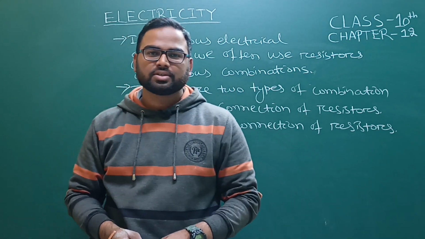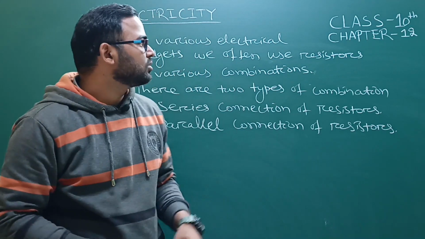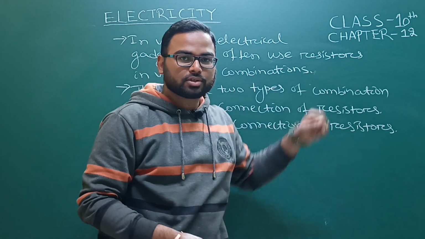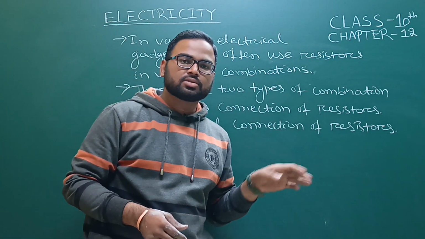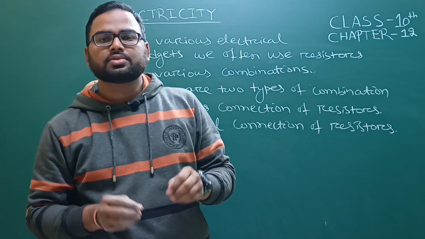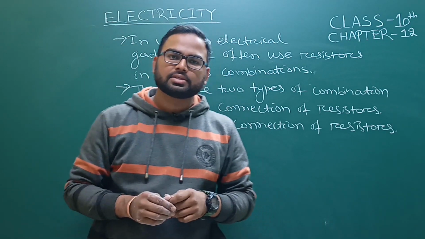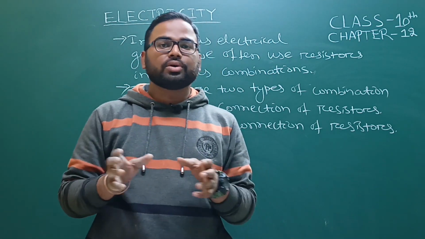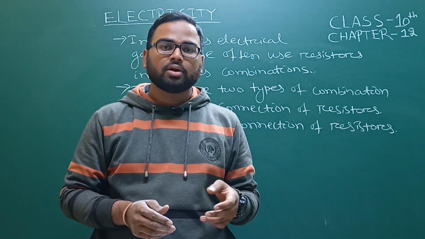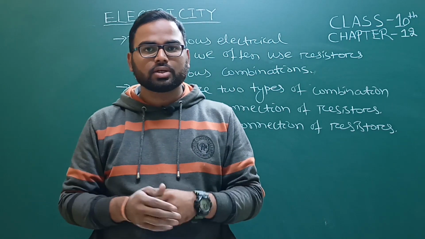Hello students, we are going to discuss Class 10th Chapter 12, Electricity. In the preceding sections we have discussed some simple electric circuit elements. We have learnt how current through a conductor depends upon the resistance and potential difference.